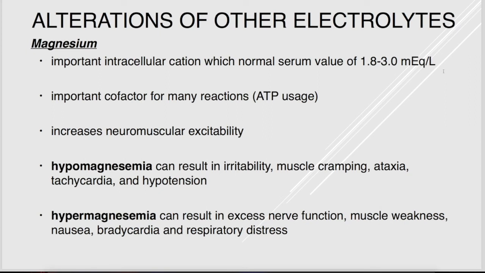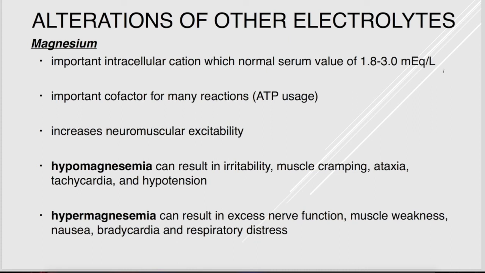So, hypomagnesemia: muscle cramping, irritability, hypotension is common, but muscle cramping is definitely one to remember. Causes of hypomagnesemia would be things like malabsorption, so you're not absorbing the magnesium, and a couple of others. Okay. Now, hypermagnesemia results in excess nerve function.